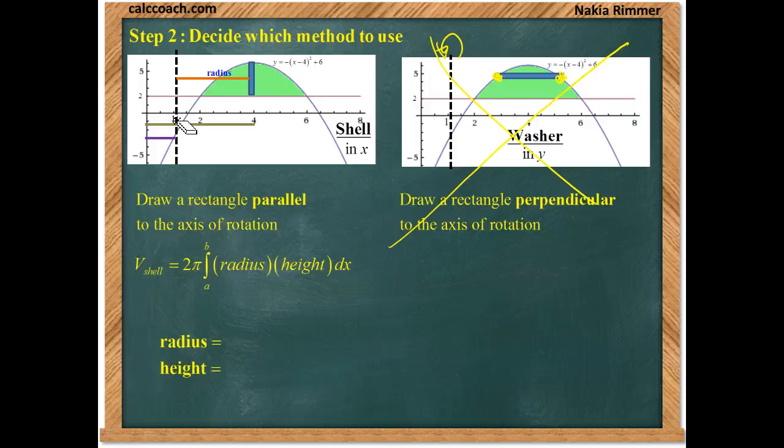The distance to the rectangle is the distance off of the y-axis. That's called x. Well, the distance to the axis will always be 1, and we're going to subtract 1 from the x. So the radius is x minus 1. The height of the rectangle will be the difference between the functions, the upper function minus the lower function, the parabola minus the line.